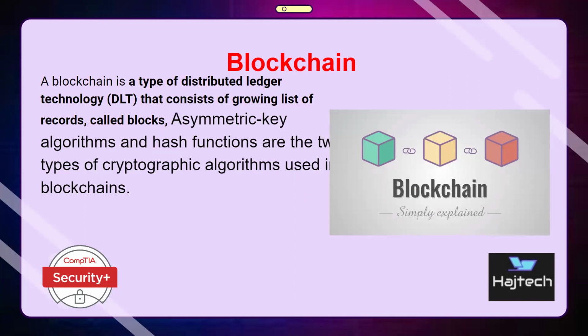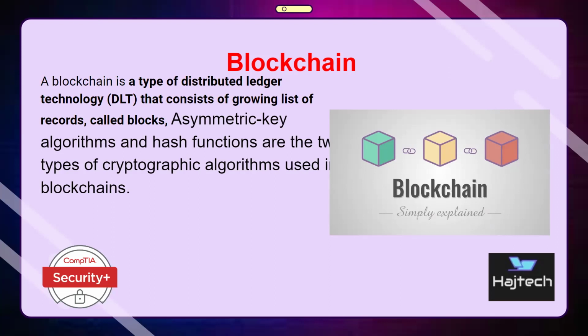Blockchain is a type of distributed ledger technology, DLT, that consists of a growing list of records called blocks. What matters for us is that the asymmetrical key algorithm and the hash function are the two types of cryptography algorithm used in blockchain.